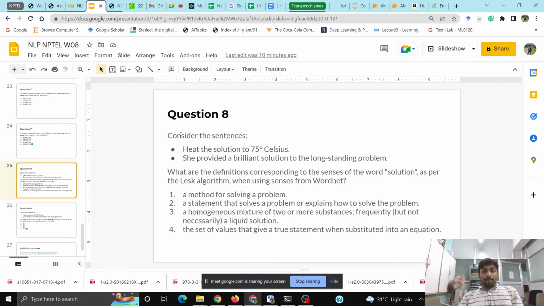Yeah, then we have consider the sentences. Heat the solution to 75 degrees Celsius, and she provided a brilliant solution to the long-standing problem. What are the definitions corresponding to the senses of the word solution as per the Lesk algorithm when using senses from WordNet?